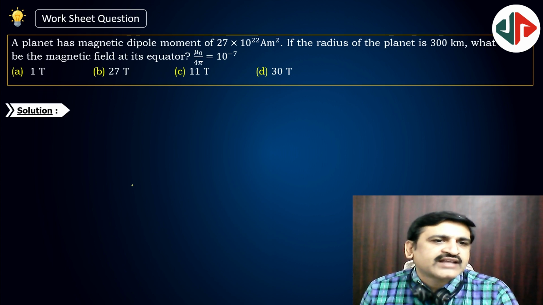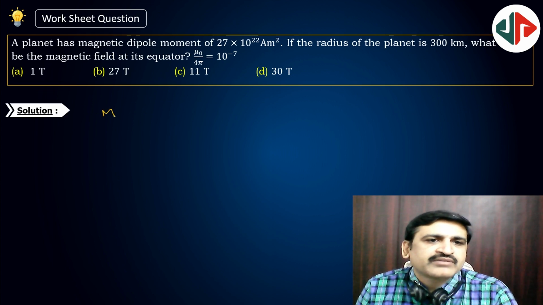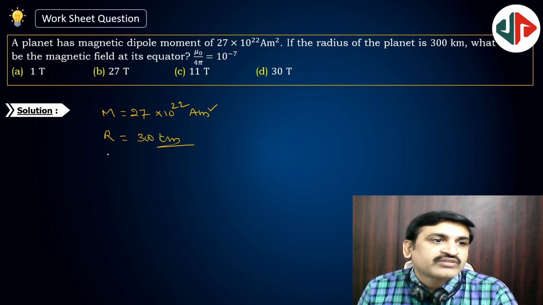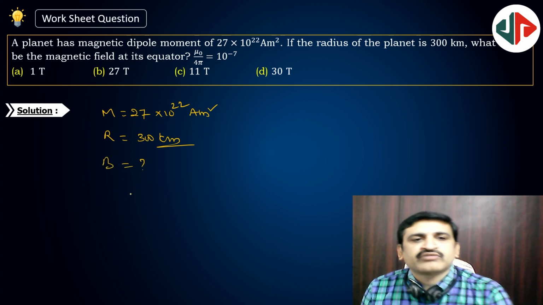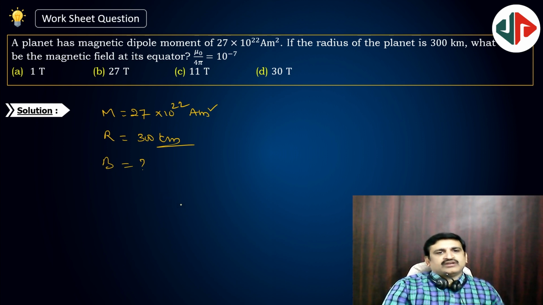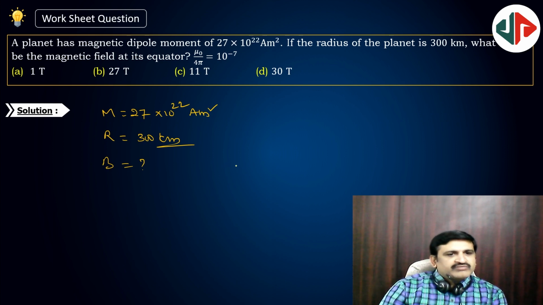A planet has a magnetic dipole moment of m = 27 × 10^22 ampere meter square. If the radius of the planet is 300 kilometer, what would be the magnetic field at its equator if mu naught by 4 pi is equal to 10 to the power of minus 7?